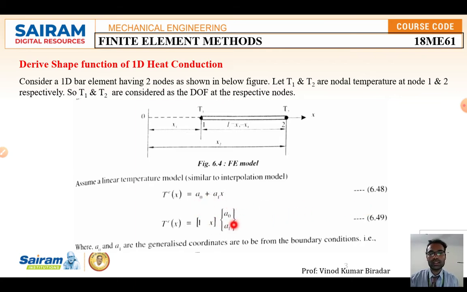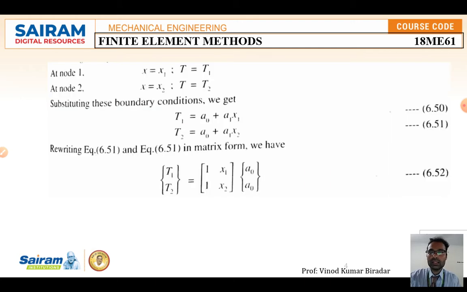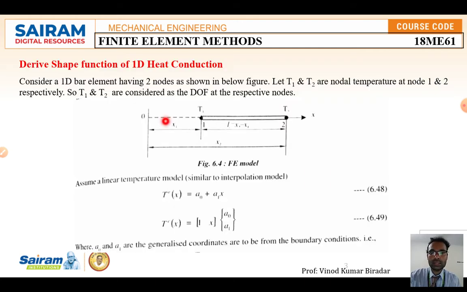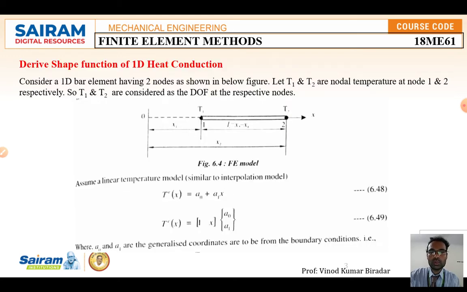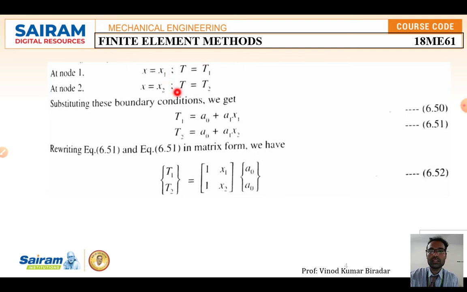A0 and A1 are the generalized coordinates which we need to calculate by applying the boundary conditions. Look at node number 1. The boundary condition is x is equal to x1, T is equal to T1. At node number 2, x is equal to x2, T is equal to T2. Substituting x is equal to x1, T is equal to T1 in this equation, we get T1 is equal to A0 plus A1 x1.